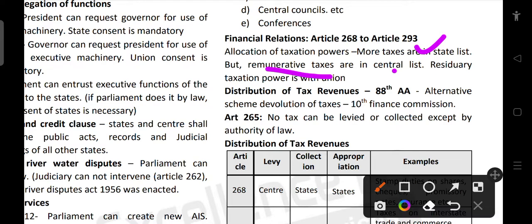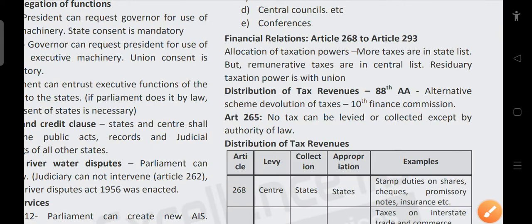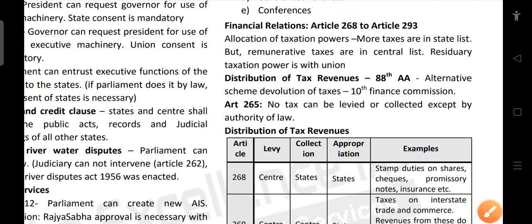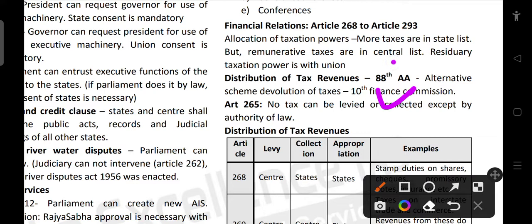So major of the tax in state list, remunerative tax in center list. Residuary taxation power is also with the union only. Now distribution of tax revenue. Under 88th Amendment, alternative scheme devolution of tax was recommended by the 10th Finance Commission and it was implemented by 88th Amendment. Alternative scheme devolution of tax.